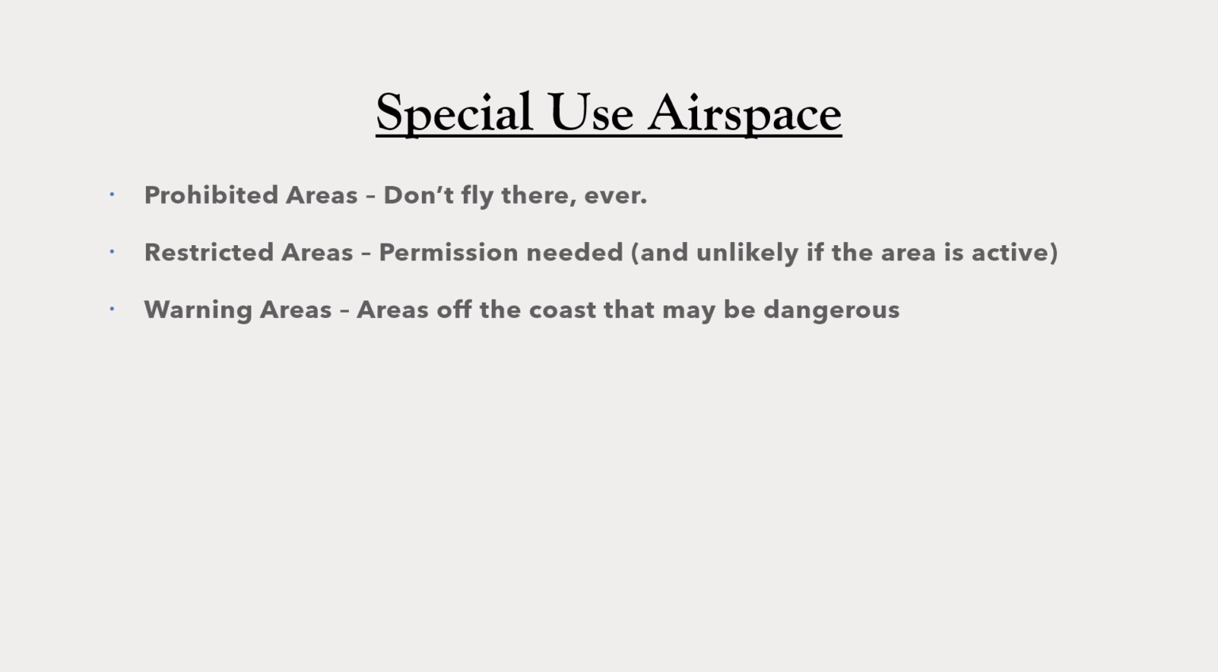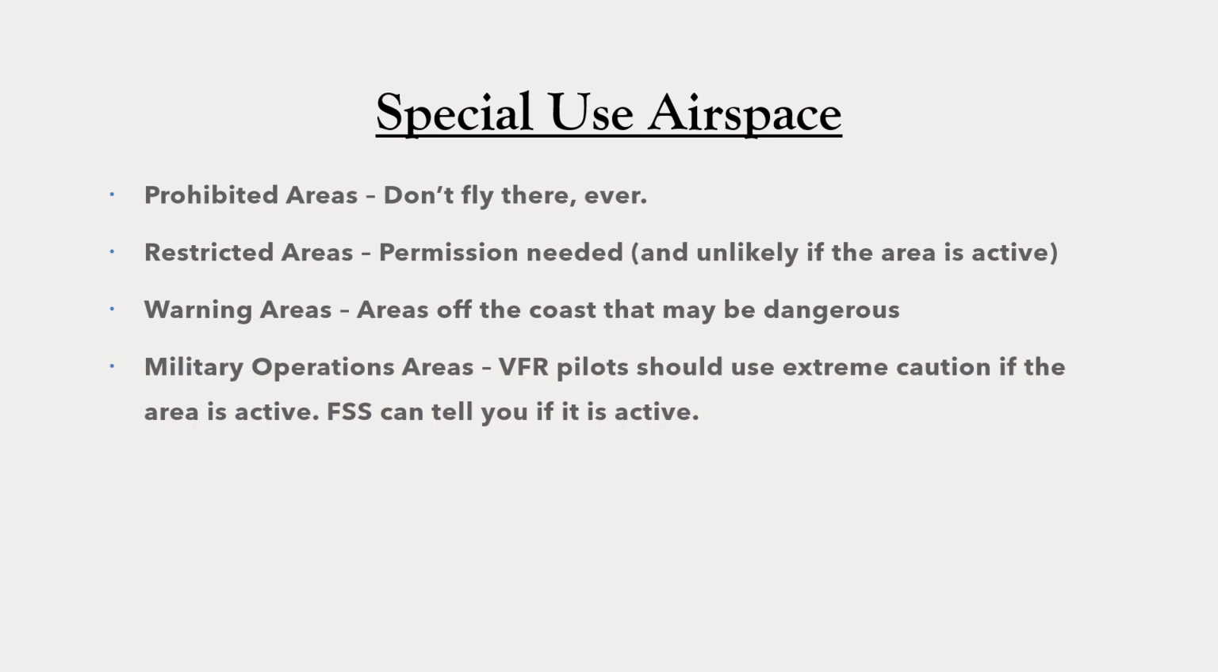Another type is a warning area. These are areas off the coast. When we're flying around Michigan, we don't need to worry too much about warning areas because they exist off the coast. But they're areas that you just need to be very aware that there's something going on there that could be a dangerous place to be.